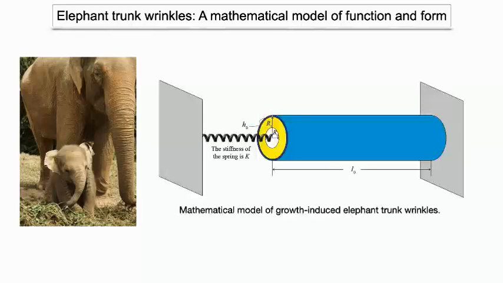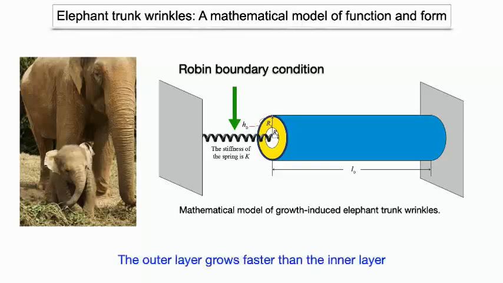Okay, for the second part, maybe I need to speed up. And this is a picture. We want to model this, and we assume that it is a cylinder. Of course, it's not very accurate, but this is the first step to try to model the elephant trunk, and it can grow. And in this end, we impose the spring condition because we found that it must generate more compressive force to induce any instability. And the outer layer usually grows faster than the inner layer, so there is a differential growth between layers to generate the compressive stress.